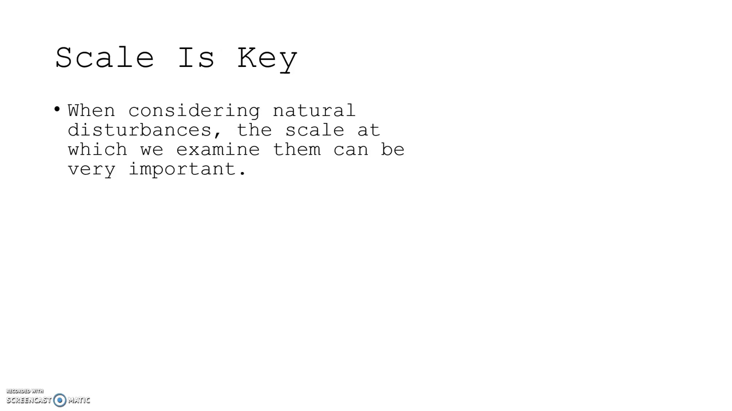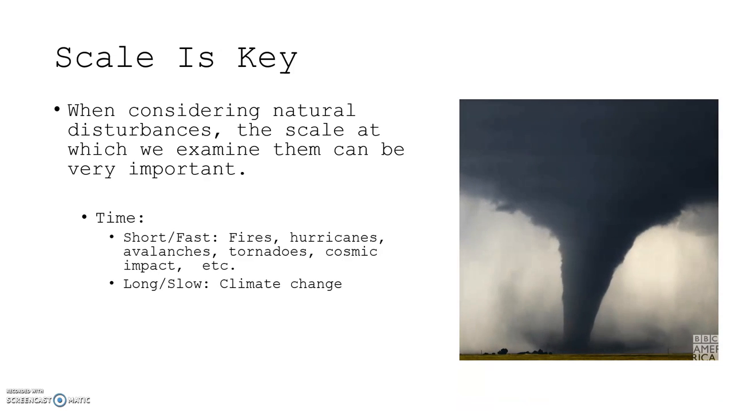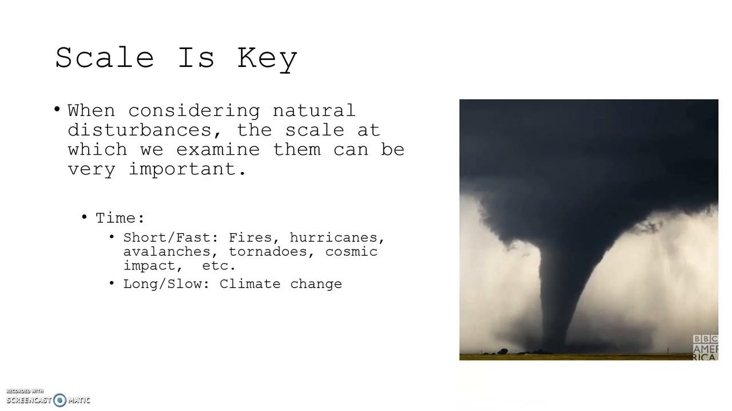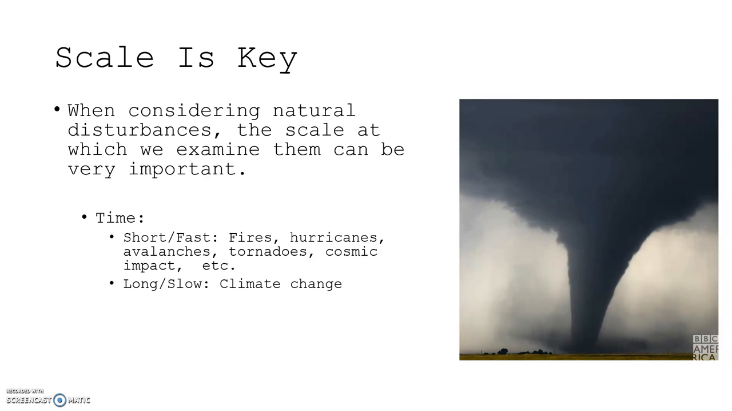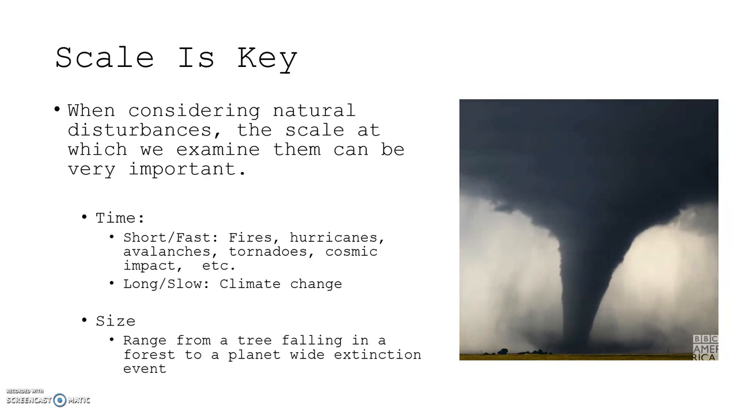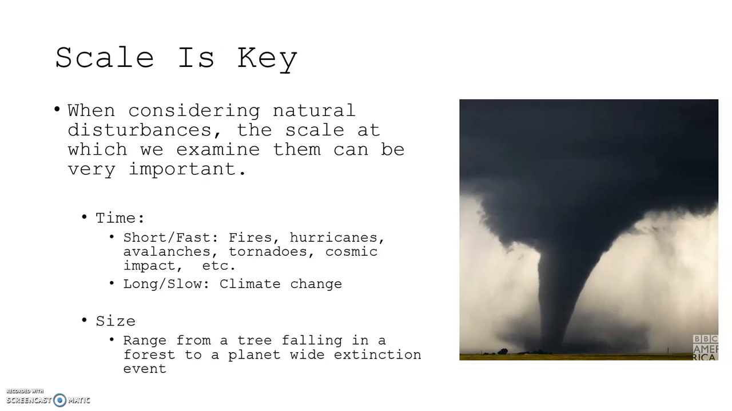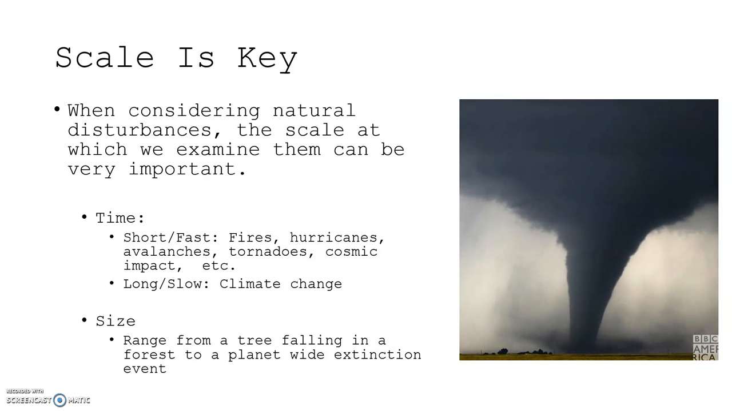Scale is key. When considering a natural disturbance, the scale at which we examine it is very important. So how much time? Are they short and fast, things like fires, hurricanes, avalanches, tornadoes, cosmic impact, or are they long and slow, such as climate change? And what is the size? Is it a tree falling down in a forest? Is it a tornado over a localized area? Or is it a planet-wide extinction event?